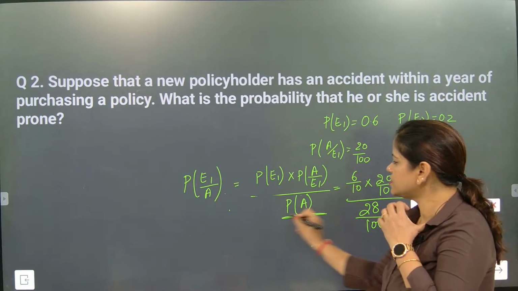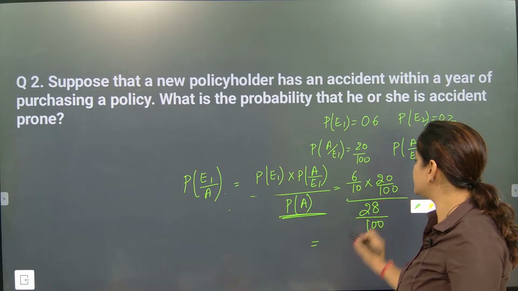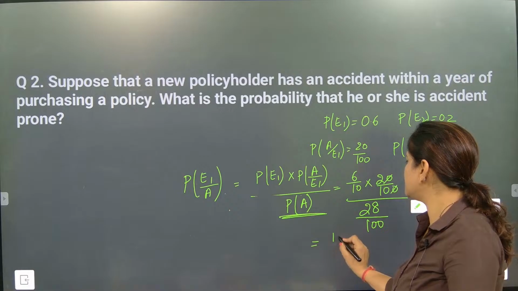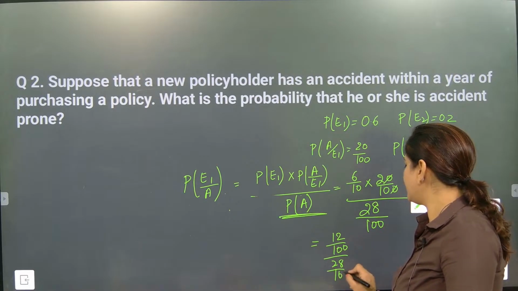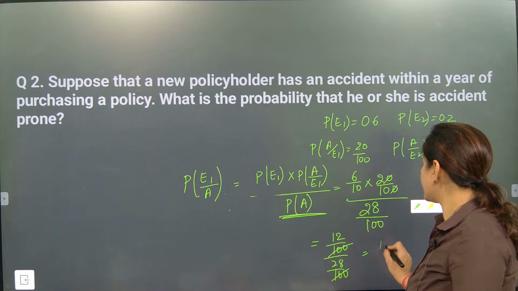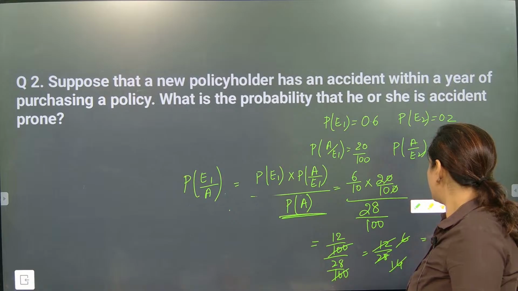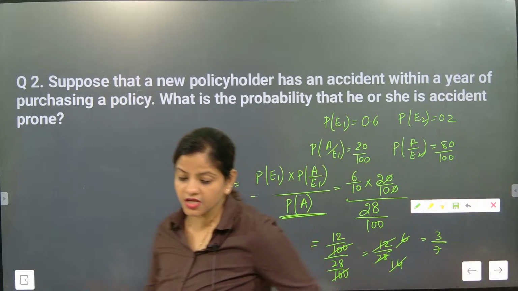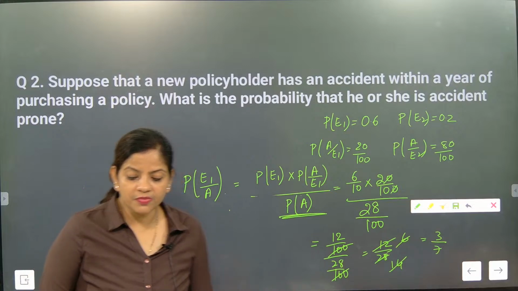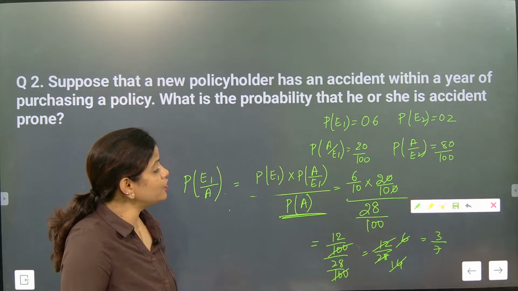So now if you solve this, you will get the answer. 6 2s are 12, this and this will get cancelled. 12 by 100 over 28 by 100, so this and this will get cancelled. 12 by 28. So 2 6s are 12, 1 4, 2 3s are 6, 3 by 7. The answer is coming as 3 by 7, approximately 0.429.